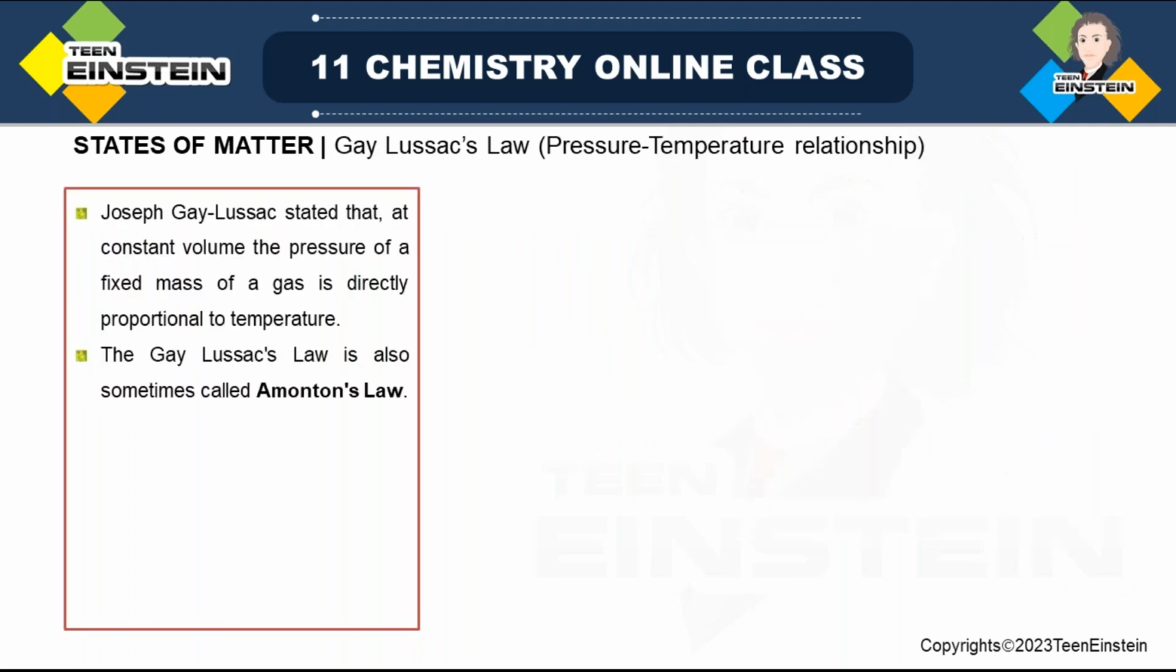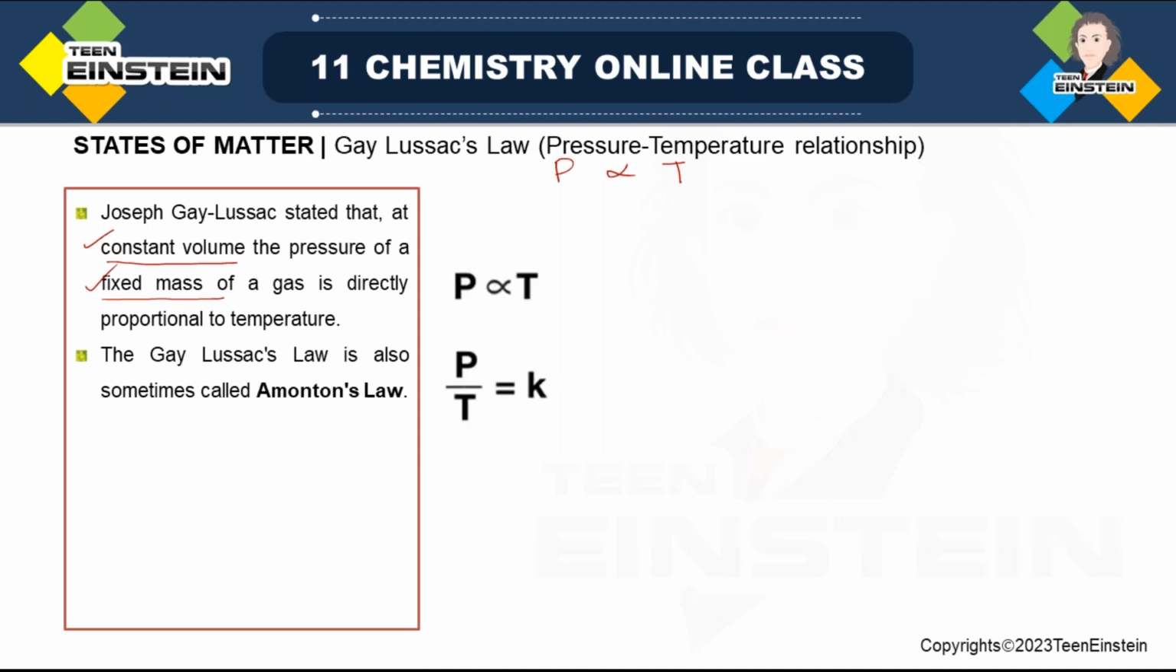So we have seen the PV relationship, Boyle's law. In Charles' law, we have seen the VT relationship. Now, another possibility, the PT relationship. So obviously volume will be fixed, mass will also be fixed, right? So Joseph Gay-Lussac stated that at constant volume, the pressure of a fixed mass of a gas is directly proportional to temperature. So here also it is directly proportional, just like the previous one. Gay-Lussac's law is also sometimes called Amontons' law.